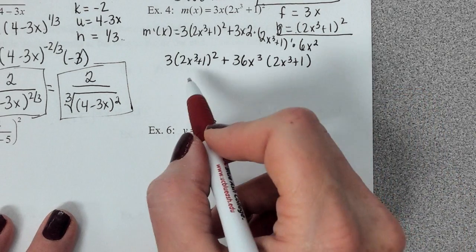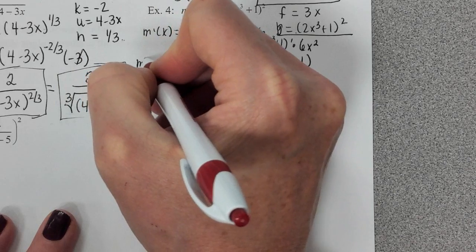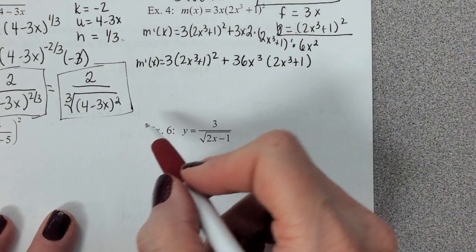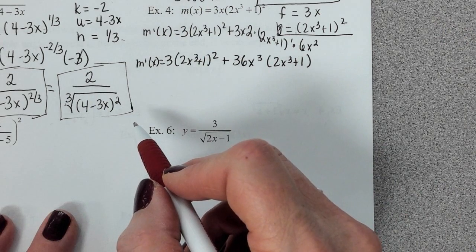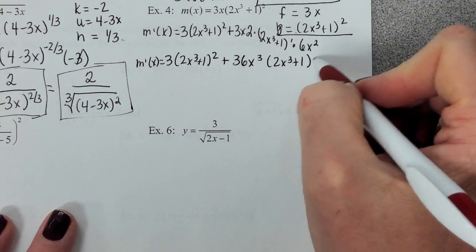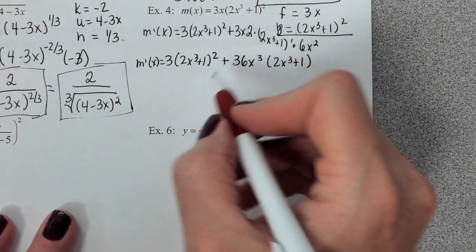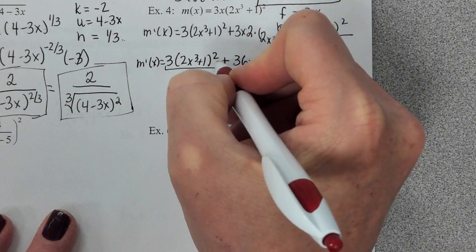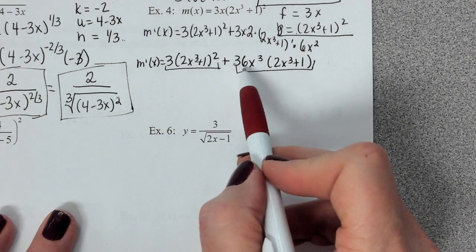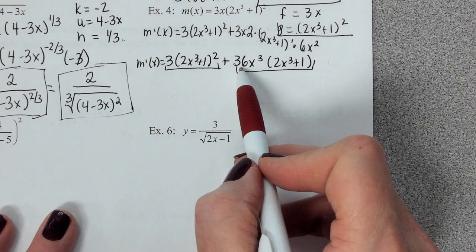I need to have this in factored form. Later on in calculus, we have to be able to set these derivatives equal to 0. Remember how when we would ask, where does it have a horizontal tangent? You'd take that derivative and set it equal to 0. If I set this equal to 0 right now, I can't solve it. It must be factored. Here's my first term. Here's my second term. What do those two terms have as a common factor? What can 3 and 36 both be divided by?